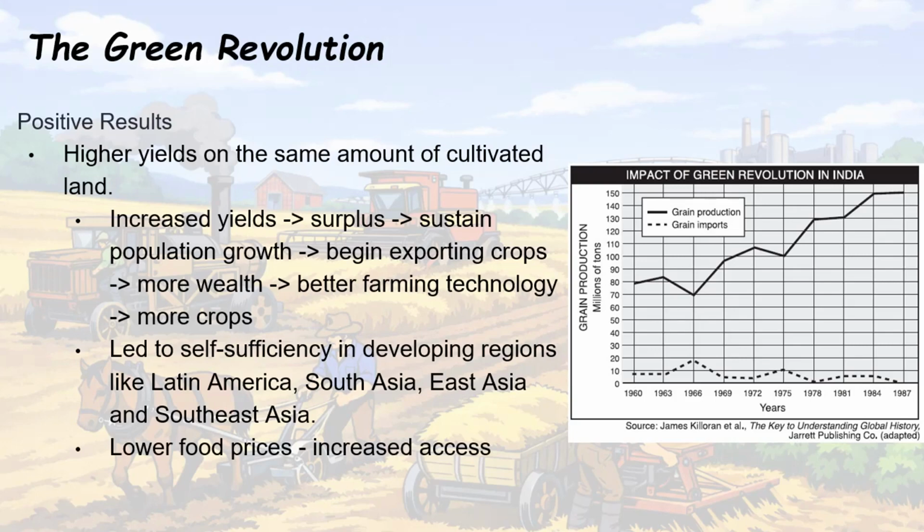Higher yields on the same amount of cultivated land. That is the key flex. Farmers are not necessarily getting more land. They are getting more output per hectare. And when yields increase, surplus happens. Surplus sustains population growth. Surplus allows countries to begin exporting crops. Exports bring in more wealth. More wealth funds better farming technology. Better technology leads to even more crops. It becomes a feedback loop.